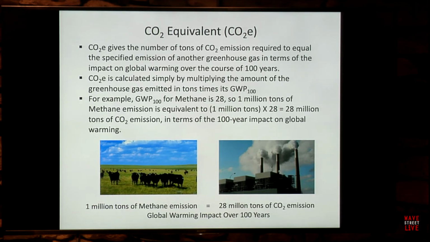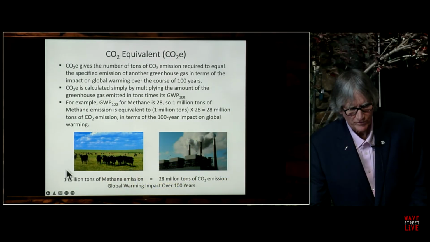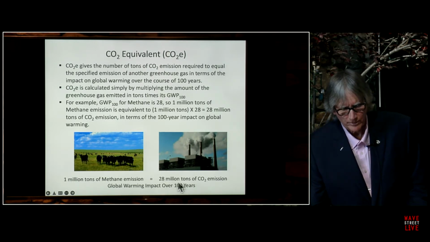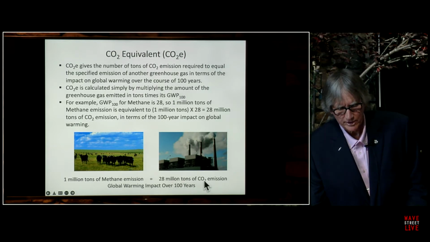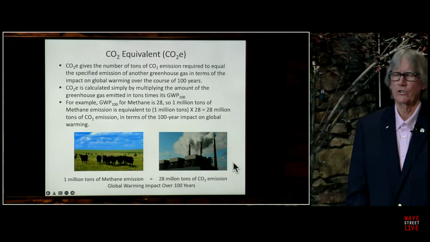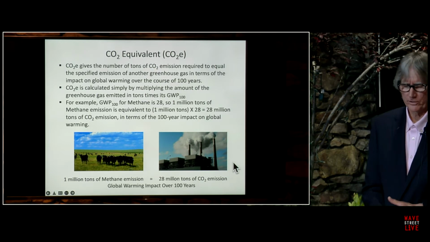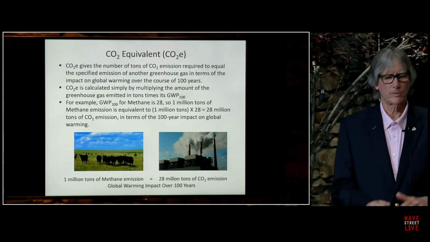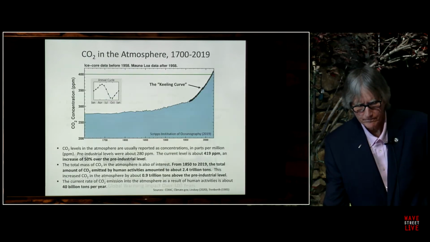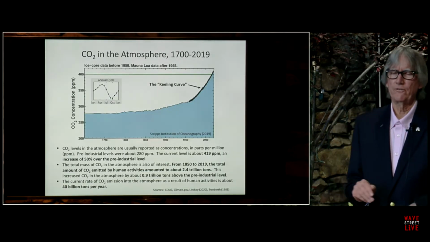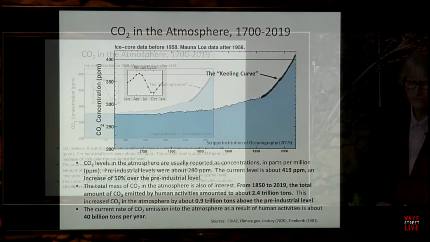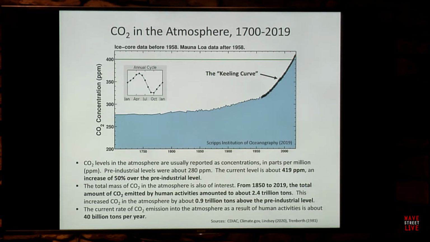So for example, if you have some operation here, a farm, say it's emitting 1 million tons of methane per year, that's the equivalent of emitting 28 million tons of CO2 per year in terms of its impact over warming for 100 years. Simply multiplying the amount of emission times the global warming potential number. So from here on, I'm going to focus mainly on CO2, since CO2 is the dominant greenhouse gas in terms of how much warming is going on currently.